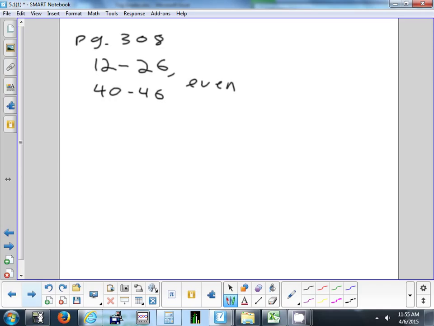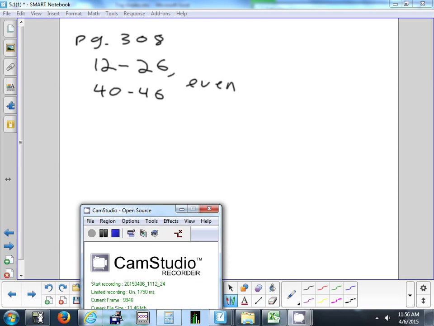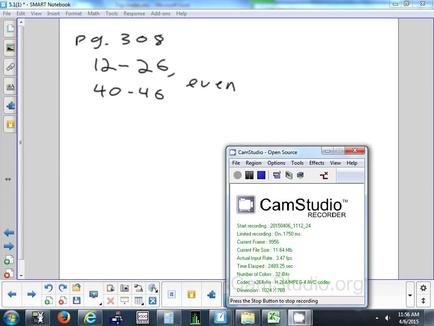All right, so the homework tonight is on page 308. It's all even. Don't do any odds. 12 to 26 and 40 to 46. If you do need graph paper, I'll print some out. I'll have it by 12:30.